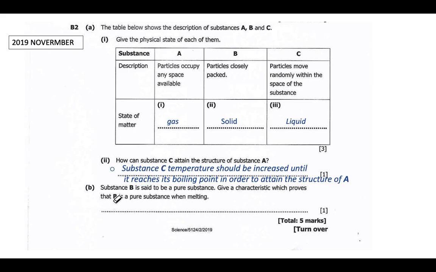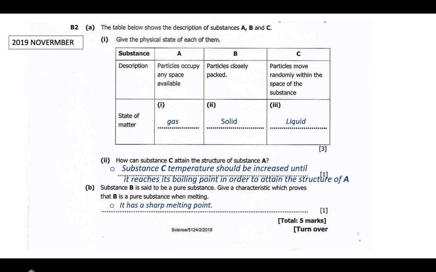And then we have this question B. Substance B is said to be a pure substance. Give a characteristic which proves that B is a pure substance when melting. So if you are looking at a pure substance, basically it should have a sharp melting point. There should be a sharp melting point if a substance is pure, and then the graph is linear.